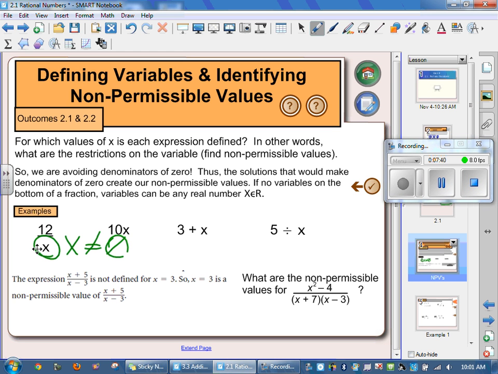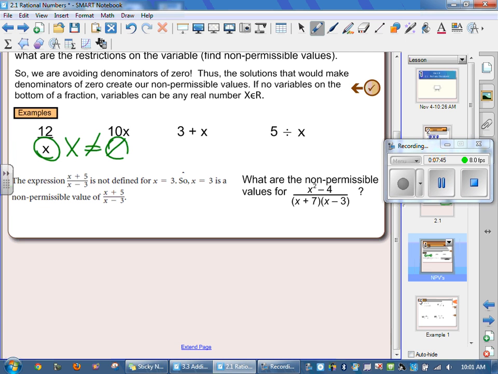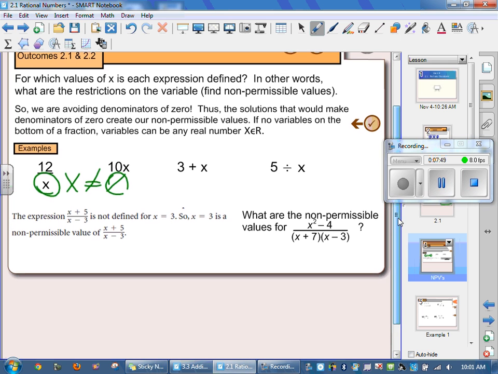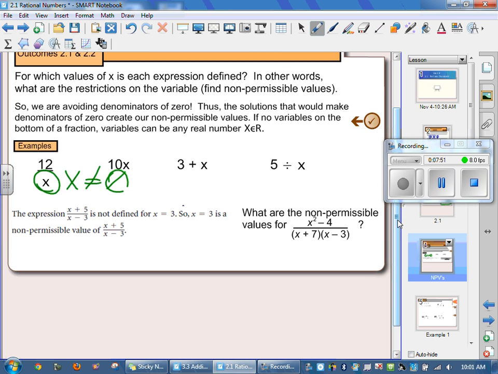Take a look at what that means here. So if we just read what it tells us up here, in short form it's telling us what are the restrictions on the variable, meaning find the non-permissibles. So basically, you're avoiding denominators of 0. We never want a bottom of 0. Okay, that's what it's telling us. So therefore, our solutions that make the bottoms become a 0 are called the non-permissibles. Okay, so I often call that NPV, non-permissible values. That's what cannot make your bottom 0.